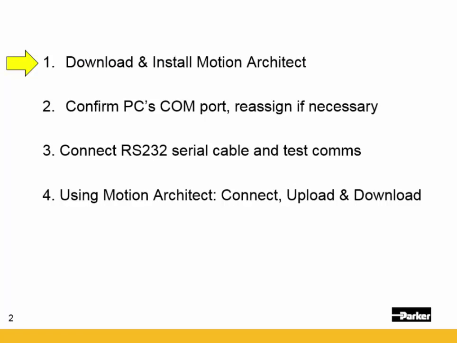This video will cover four main steps. First part, we'll be downloading and installing Motion Architect. Second, we'll confirm the PC's COM port number and reassign it if need be. Third, we'll cover proper wiring for RS-232 and testing communications. Fourth, using Motion Architect to connect, upload, and download.